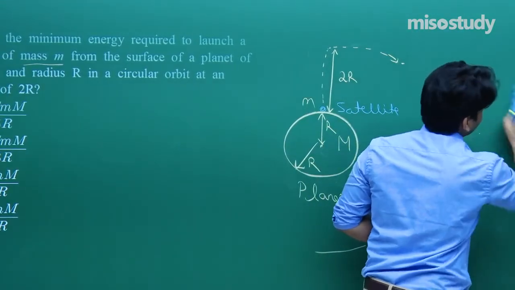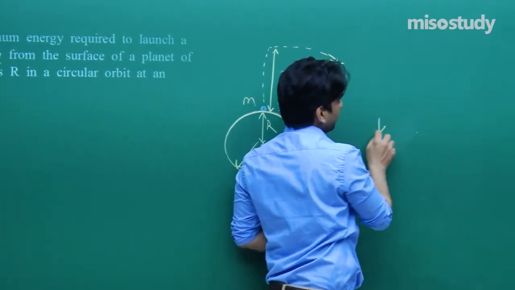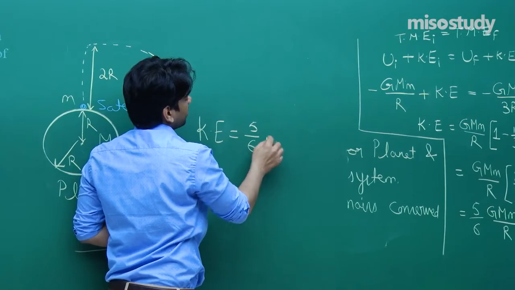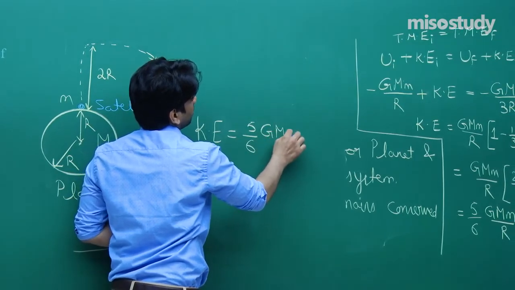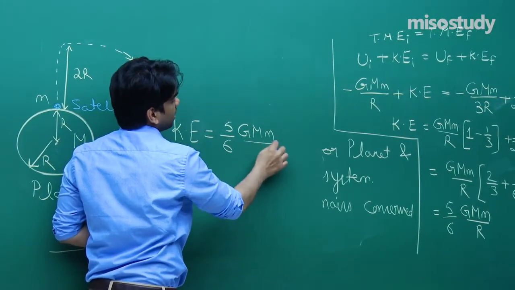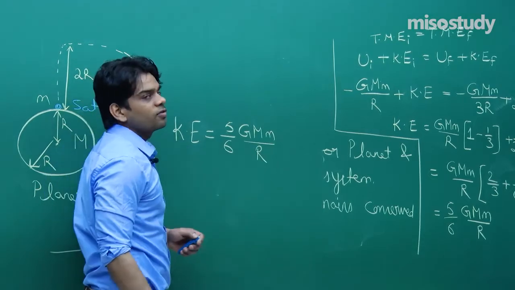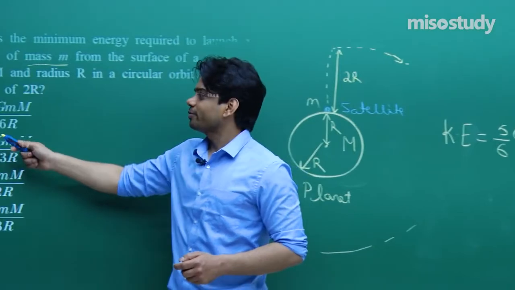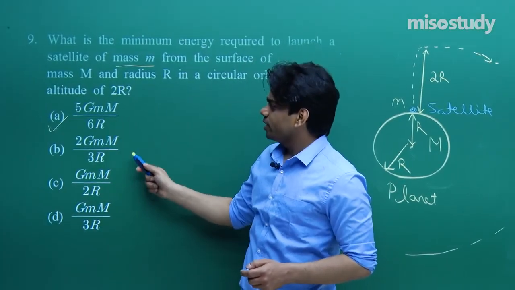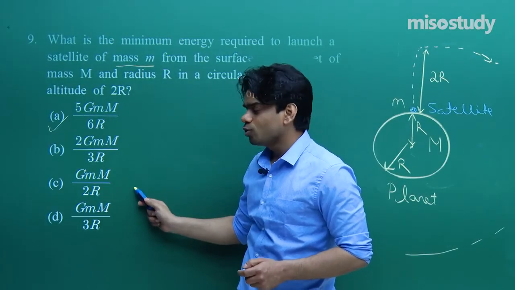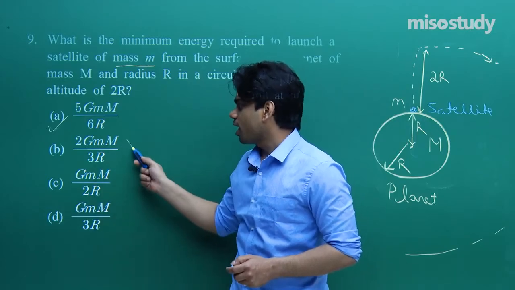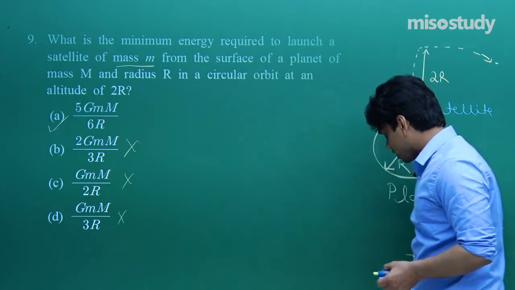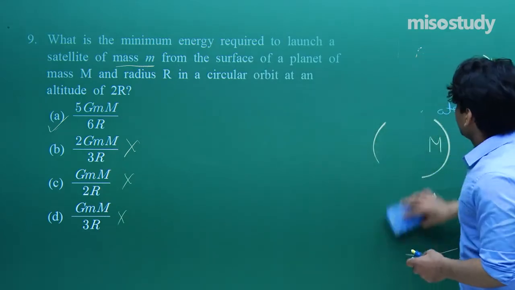I hope that you have taken note of this part which I have rubbed. So kinetic energy that you have to actually provide to the satellite is 5/6 G times mass of planet into mass of satellite divided by the radius of planet. Let's go ahead: 5/6 GM by R, option A, that matches. The rest, 2/3 GM by R, no, GM by 2R, no, and GM by 3R, no, all are incorrect. Only option A is the right answer, which matches with our calculation.